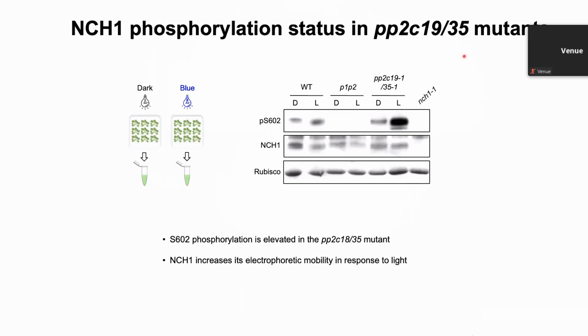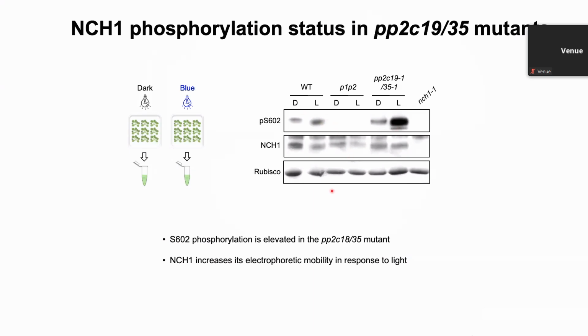And if you have a look at these Clade L members, if we take a look at the double mutant here, we can see if there's an impact on phosphorylation status. Here we're using light-grown seedlings because NCH1 is involved in chloroplast movements. We can also quickly look at whether there's an impact on phosphorylation status. Here we're just giving a blue light treatment. You can see with a phospho-specific antibody that you can measure light-dependent phosphorylation of NCH1. It appears to be also phosphorylated in the dark here. But what you can see in the PP2C double mutant is an increased elevation of serine 602 phosphorylation.